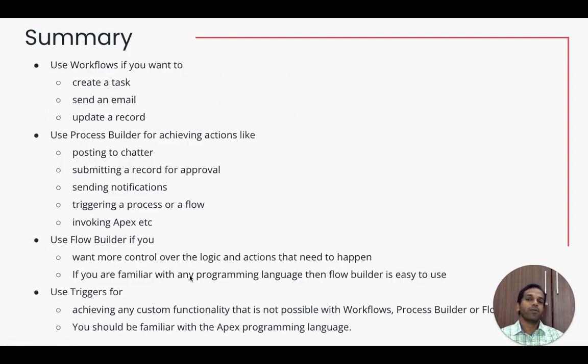So finally, the summary. So we have seen about workflows, process builder, flow builder, and triggers. Workflows: use workflows when it just suits your need. If you can just create a task, or if you want to just send an email or update a record, just go with workflows because it's very simple. Use process builder if you want to achieve something which is not possible by a workflow, like posting to chatter, submitting a record for approval, sending notifications, triggering a process or a flow, or invoking Apex.